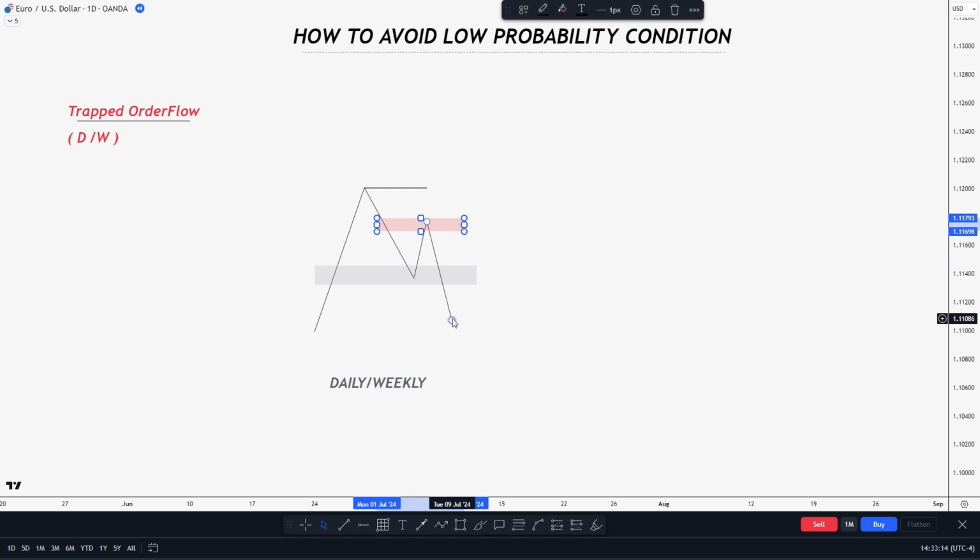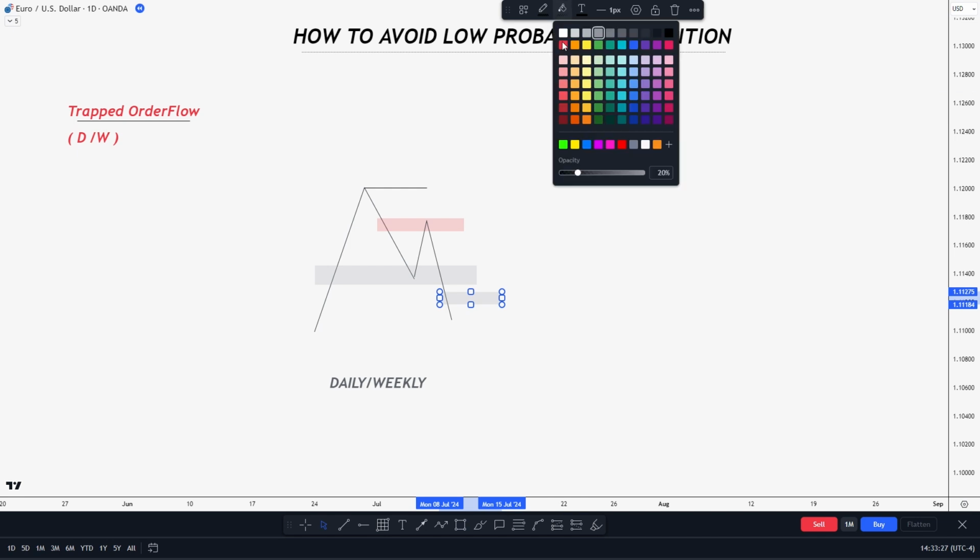So if I see this rejection, then I'll wait for another PD array to form. Either it can be your breaker block here, mitigation, whatever you want to use, or let's say market created another bearish fair value gap, for example here.